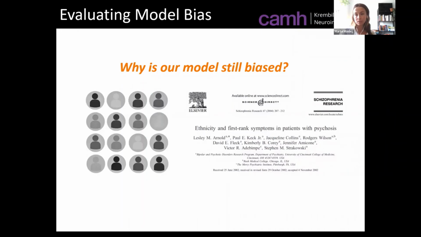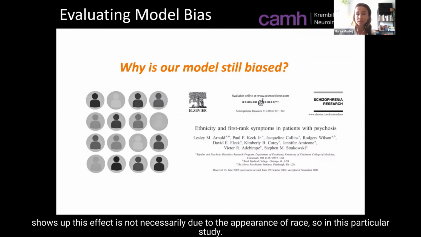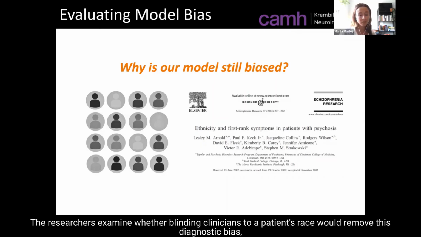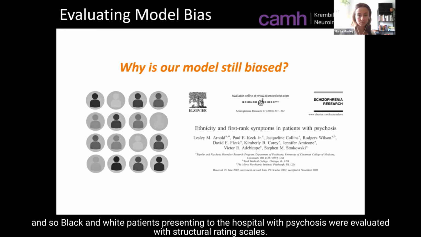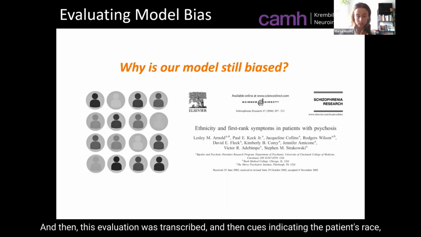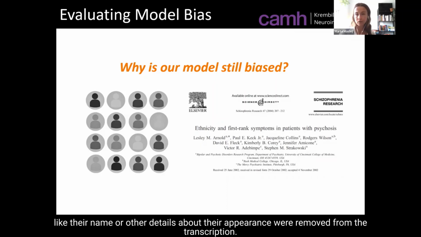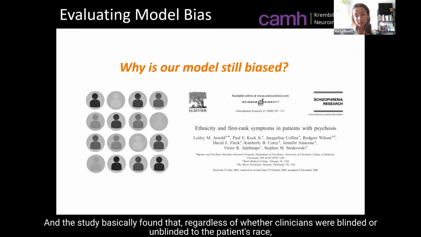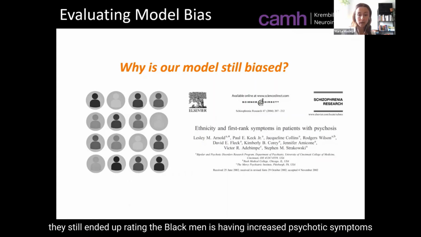But one interesting 2004 study shows that this effect is not necessarily due to the appearance of race. So in this particular study, the researchers examined whether blinding clinicians to a patient's race would remove this diagnostic bias. And so Black and white patients presenting to the hospital with psychosis were evaluated with structured rating scales. And then this evaluation was transcribed. And then cues indicating the patient's race, like their name or other details about their appearance, were removed from the transcription. And the study basically found that regardless of whether clinicians were blinded or unblinded to the patient's race, they still ended up rating the Black men as having increased psychotic symptoms. Next slide.